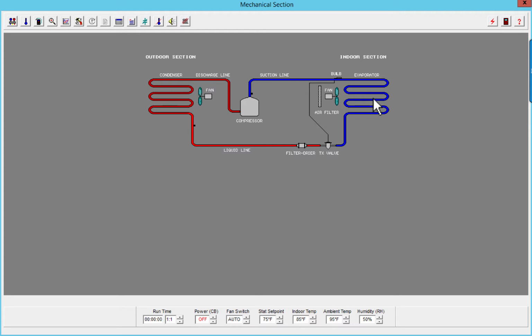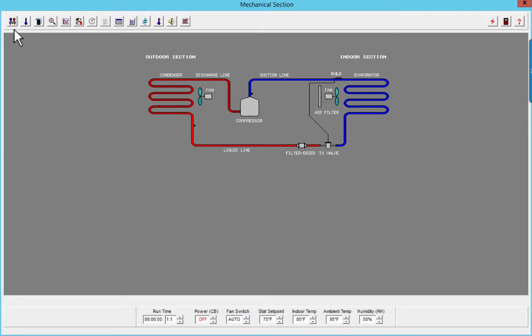The blue is my low pressure side. Red is my high pressure side. We have an evaporator fan, which is our indoor blower motor. This is a TXV based system, which means that TXV, if you remember about metering devices, it's designed to maintain a constant superheat. Okay, we have a condenser section, which is outside. We have our condenser fan motor, and we have our compressor.